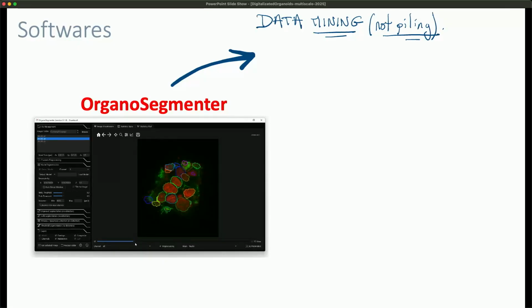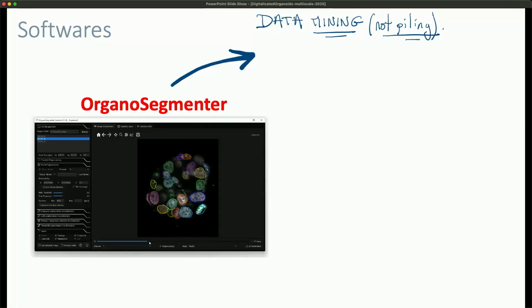And on top of that, it's great because we have the segmentation and we can generate the data. But now let's go with data mining and not piling. Thank you, Gael, for this comparison.